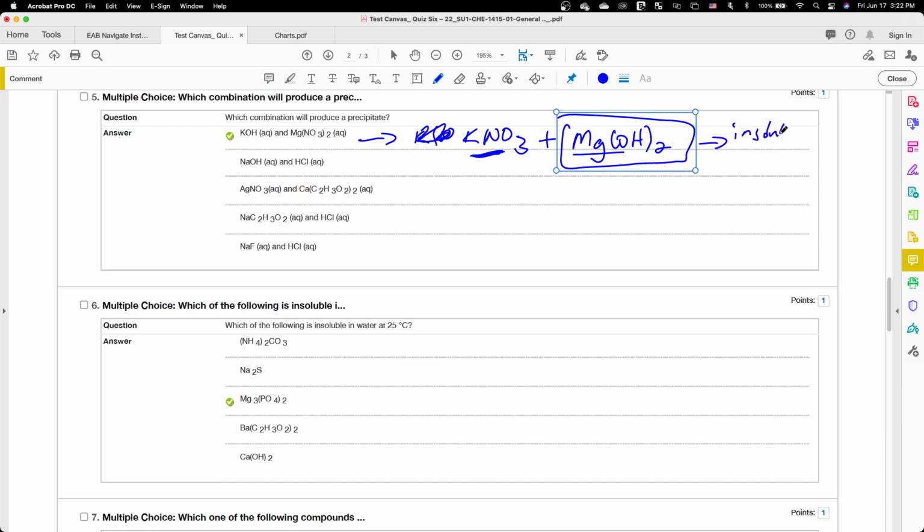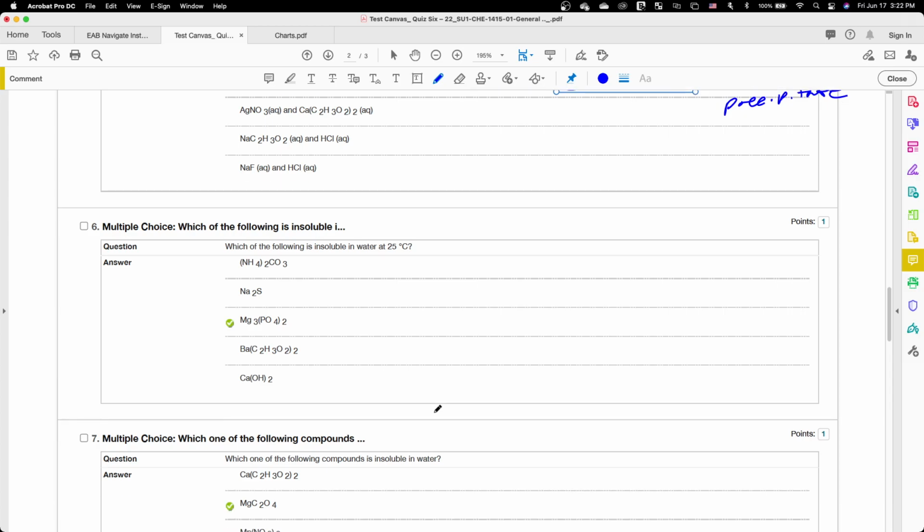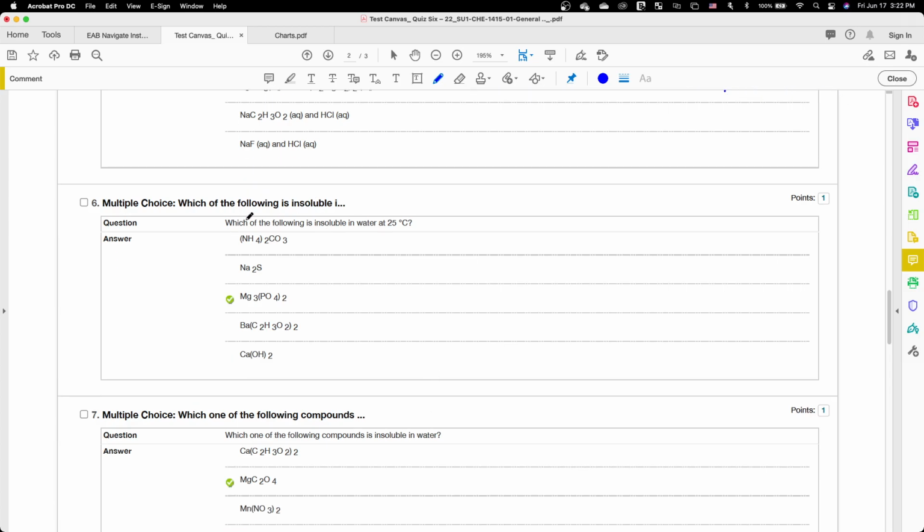Insoluble means precipitate. Precipitate. Almost didn't know how to spell that right there. Another one of these that's pretty easy. Which of the following is an insoluble compound in water?